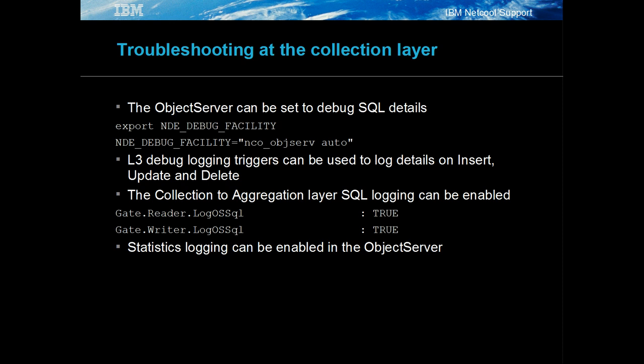Object servers are capable of logging the SQL commands from clients. They can also be loaded with debugging triggers to log specific actions if required. For example, the L3 debug triggers log inserts, updates and deletes to a new log file.